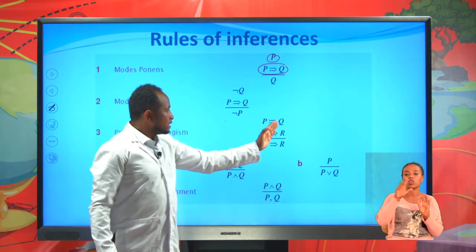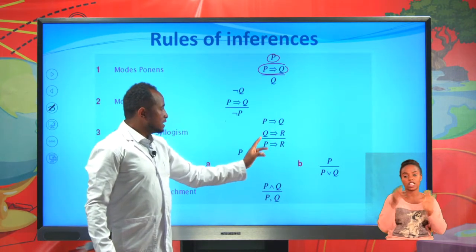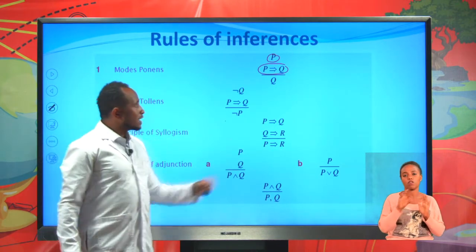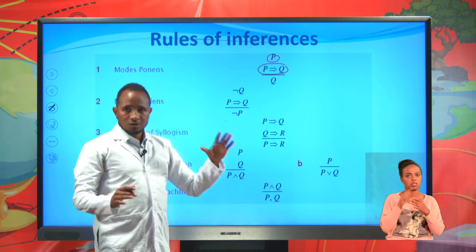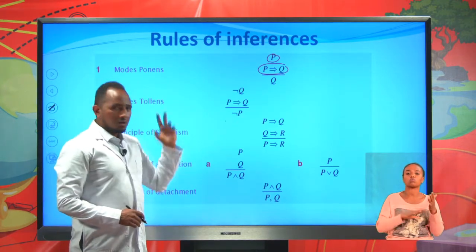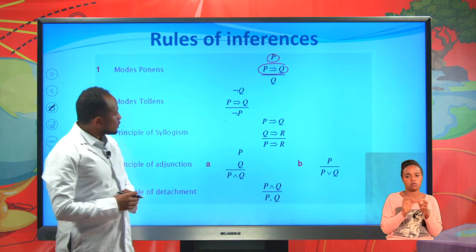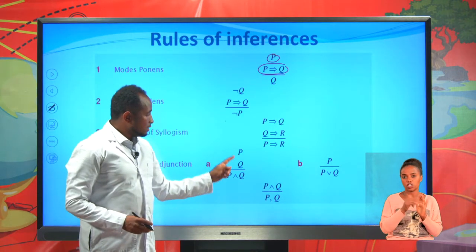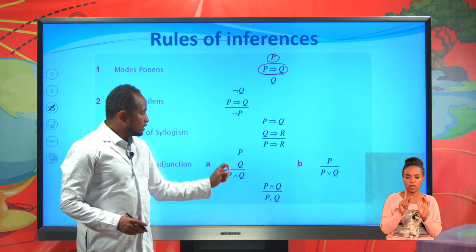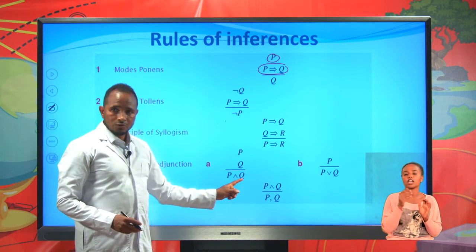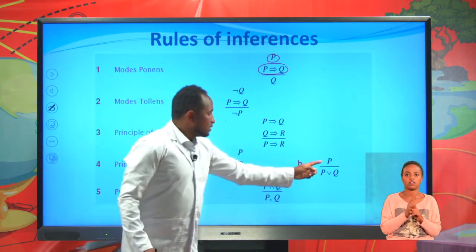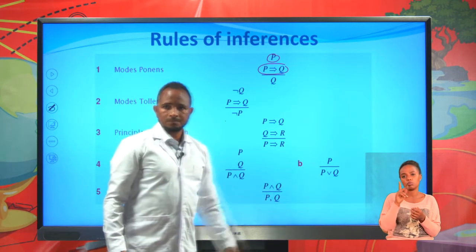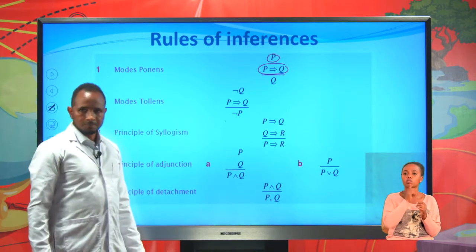Here we call this the principle of syllogism. If P implies Q and Q implies R, then P implies R is valid. By the way, you can test the validity of each using a truth table or by formal proof. So let's see this one, the principle of adjunction. These are premises: P true, Q true, therefore P and Q is also true. It's valid. Here, if P is true, whatever Q is, P or Q is true. It's valid. We call this the principle of adjunction.